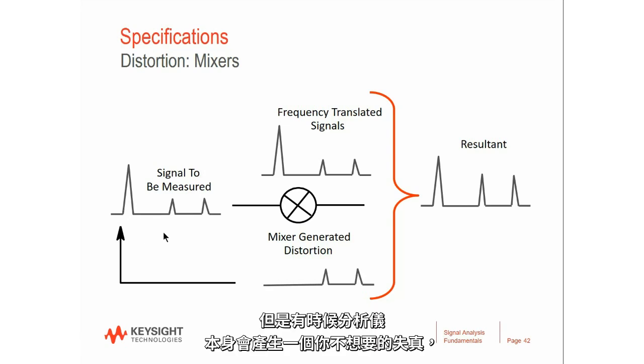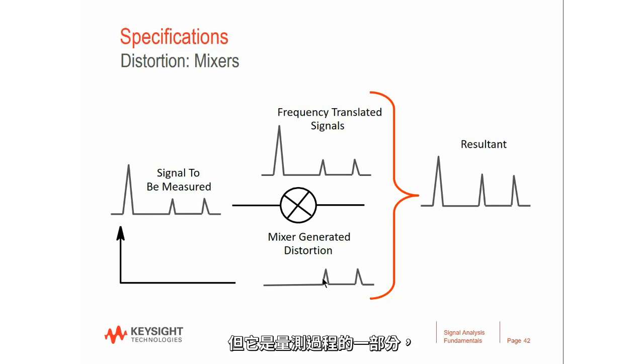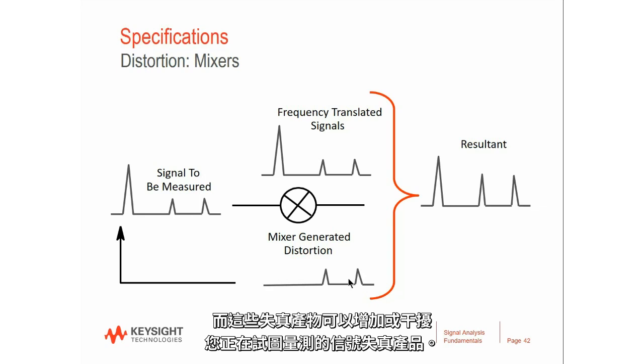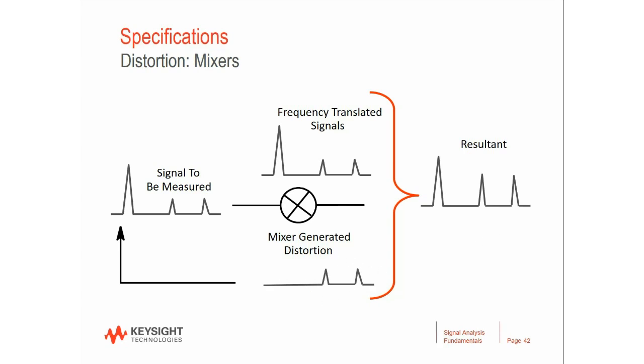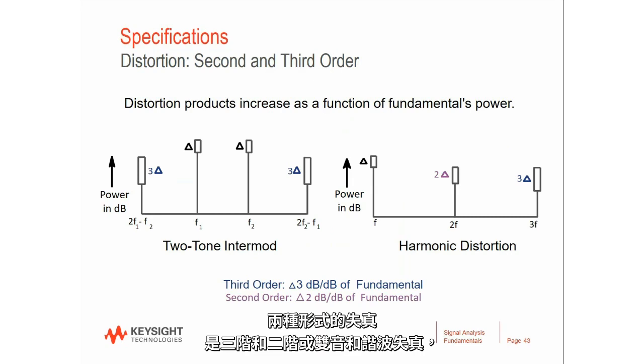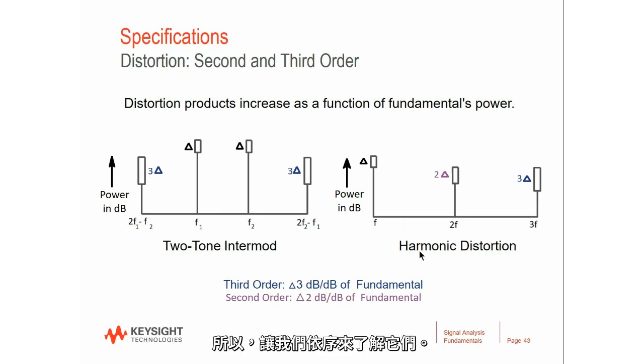But it sometimes turns out that the analyzer itself generates distortion that you didn't want, but it's part of the measurement process, and these distortion products can add to or interfere with the signal distortion products that you're trying to actually measure. And so you're seeing a picture that doesn't truly represent just the input signal, but has contributors that come from the analyzer itself. Two forms of distortion are third order and second order, or two-tone and harmonic distortion. So let's go through those in turn.